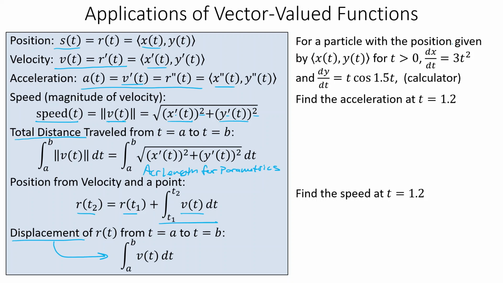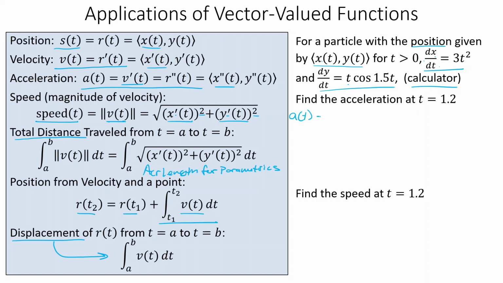For a particle with the position given by x of t and y of t, for t greater than 0, the derivative of x with respect to t is 3t squared, and the derivative of y with respect to t is t times cosine of 1.5t. This may be a calculator question. Find the acceleration at t equals 1.2. Well, x of t was the position. These two together would be velocity. I need one more derivative to get the acceleration.